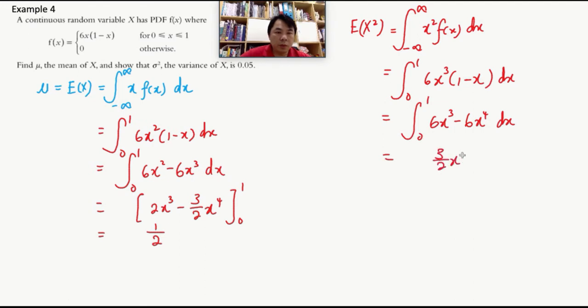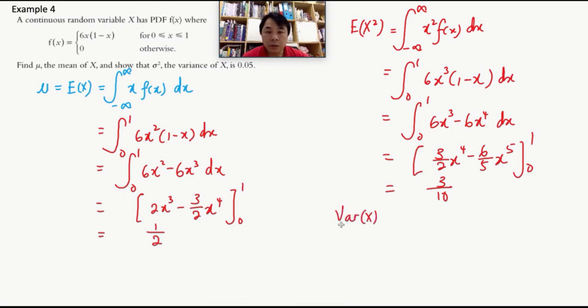Right. So you have 3 over 2 times 4, and then 6 over 5 times 5 here. 0 and 1. So basically that will be 15, 12, that will be 3 over 10. So 3 over 10. And then finally, we're going to make use of the definition for variance. Variance is given, in this case they're using this symbol here, by this definition.